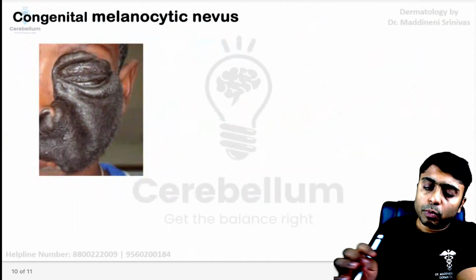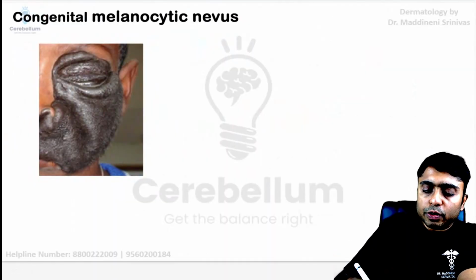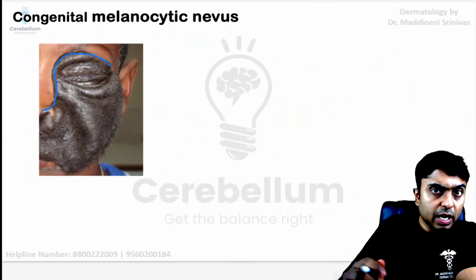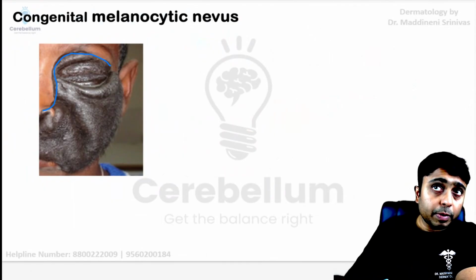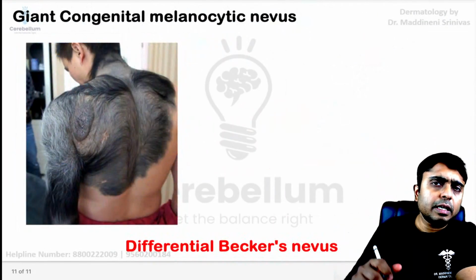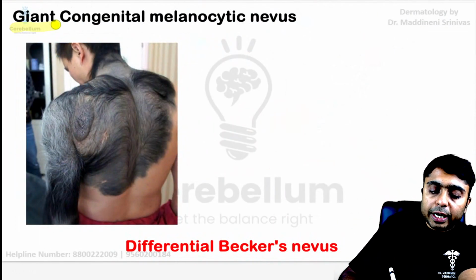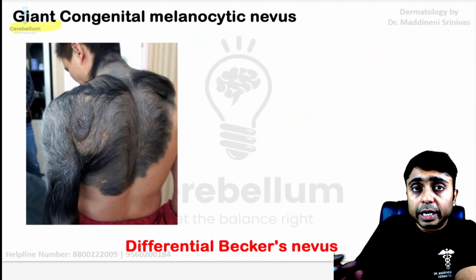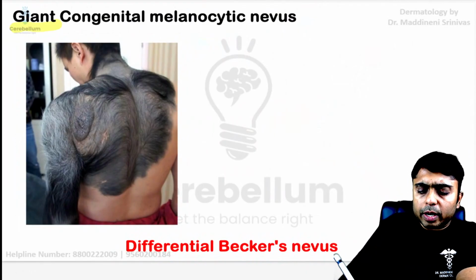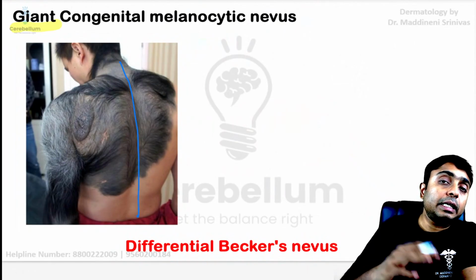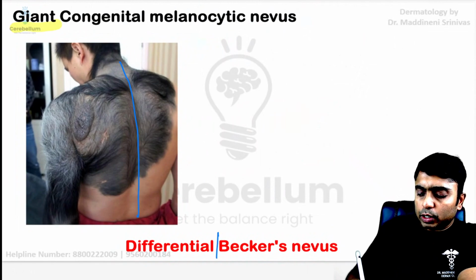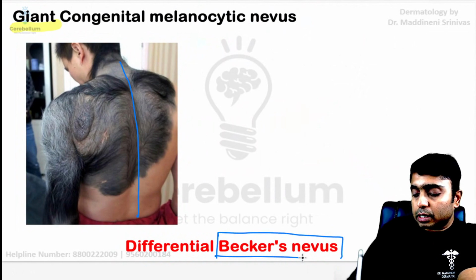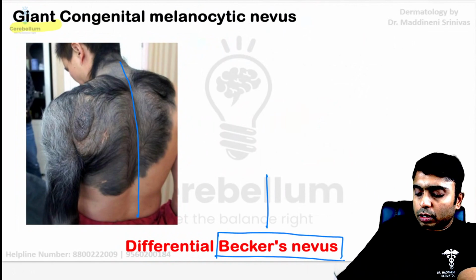Very, very important. So this is another image where you are able to see that a child has this very well defined margined CMN lesion associated with hypertrichosis. And this is yet another image where you are able to see the giant nature, where it is more than 20 centimeters in size, crossing the midline and producing lesions bilaterally. There is one entity called Becker's nevus, which looks the same.